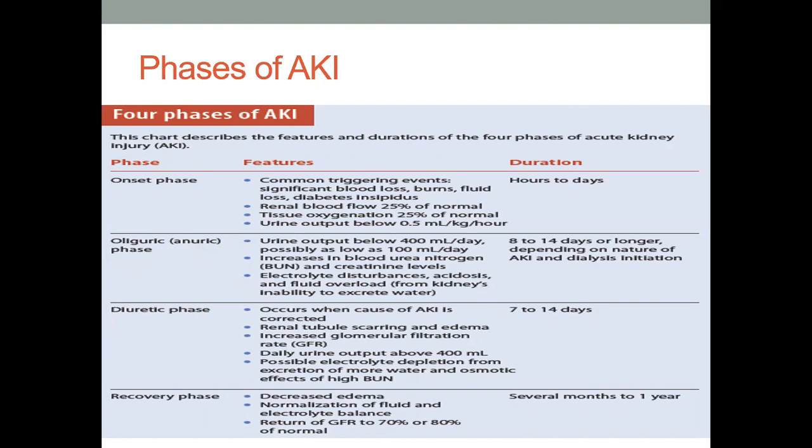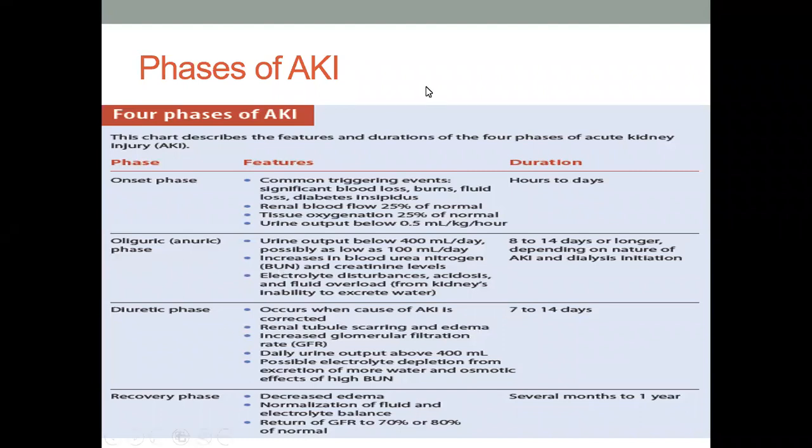Here the significant common triggering events are significant blood loss, burns, fluid loss, diabetes insipidus. Renal blood flow is 25% of normal in this period, and tissue oxygenation is also about 1/4, and urine output at this stage is less than 0.5 ml/kg per hour. This is the onset stage of acute kidney injury.